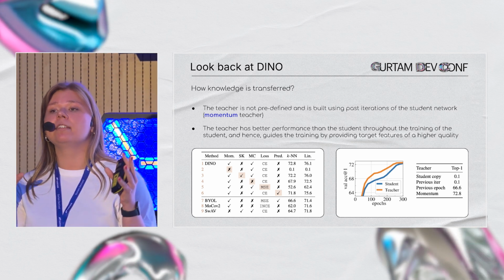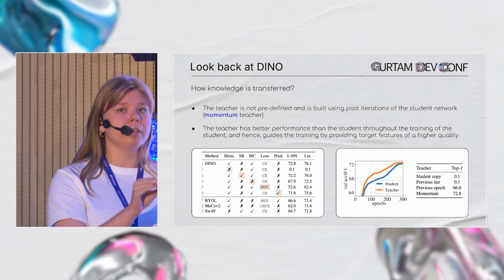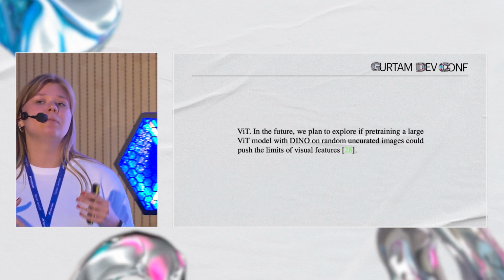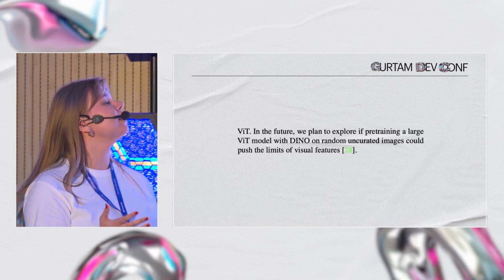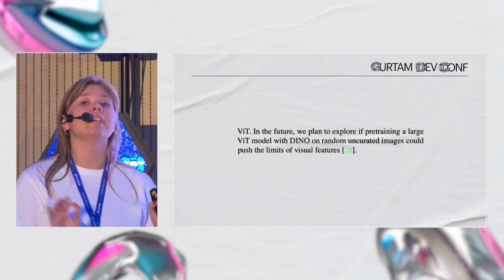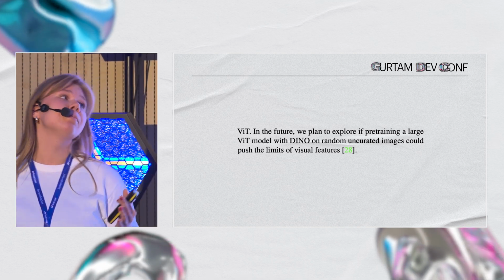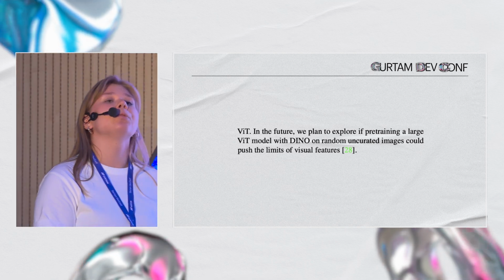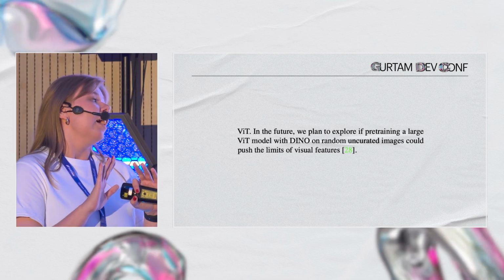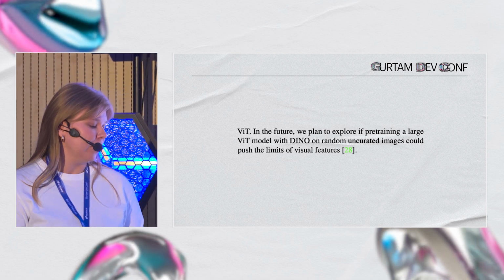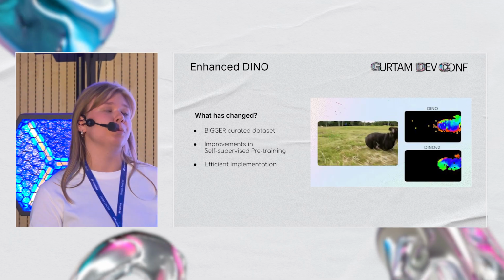And this is the whole DINO method. It was actually introduced earlier than the DINOv2 model. And in that paper where they introduced the DINO method, they promised that they will take an even larger transformer, a giant one, and they will train it on a large set of uncurated images. And that's how DINOv2 was born.